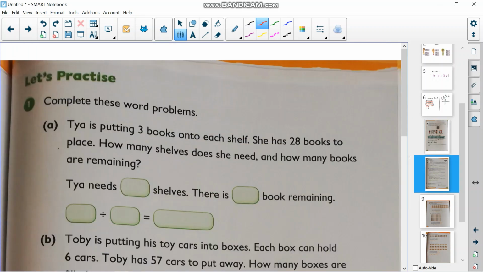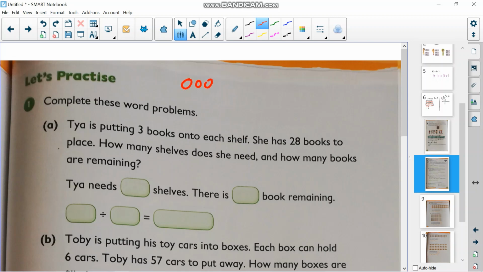Now let's move on to Let's Practice. Number 1, we have to complete these word problems. Letter A. Let's read the problem. Taya is putting 3 books onto each shelf. She has 28 books to place. How many shelves does she need and how many books are remaining? We can represent this word problem by drawing dots or circles, or at home you can use any counters that are available. So let's draw 28 circles.